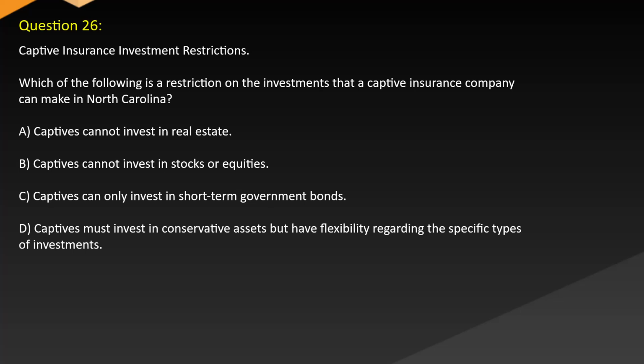Question 26. Captive insurance investment restrictions. Which of the following is a restriction on the investments that a captive insurance company can make in North Carolina? A. Captives cannot invest in real estate. B. Captives cannot invest in stocks or equities. C. Captives can only invest in short-term government bonds. D. Captives must invest in conservative assets but have flexibility regarding the specific types of investments.